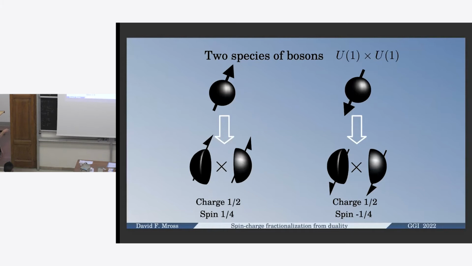The quarters will soon disappear. So if they bother you, don't worry about it. Okay, so this is just applying exactly what we know for just boson at half filling.